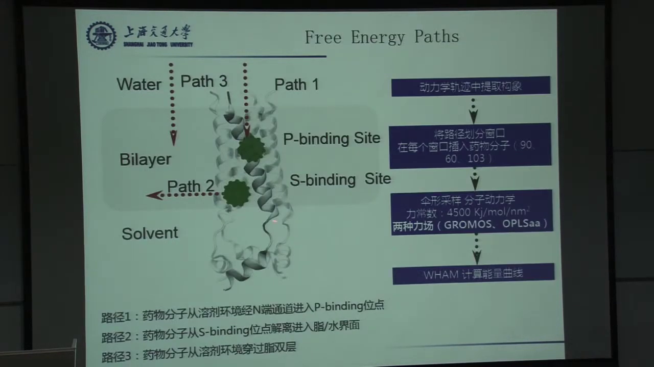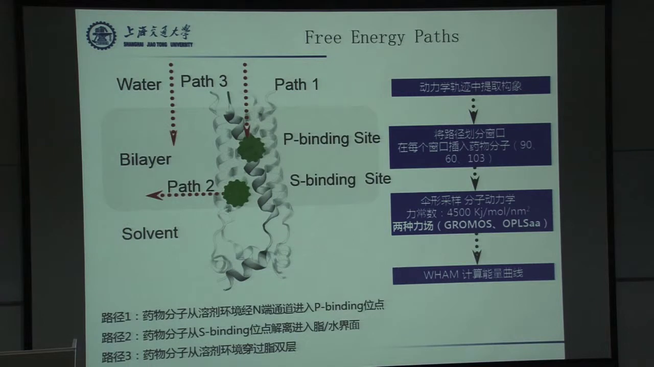So this is the P binding, where the molecule is inside of the pore. The S binding is bound on this side, the bottom of this helix. We did calculation using 2 force fields, GROMACS and OPLS, and the result is quite similar.